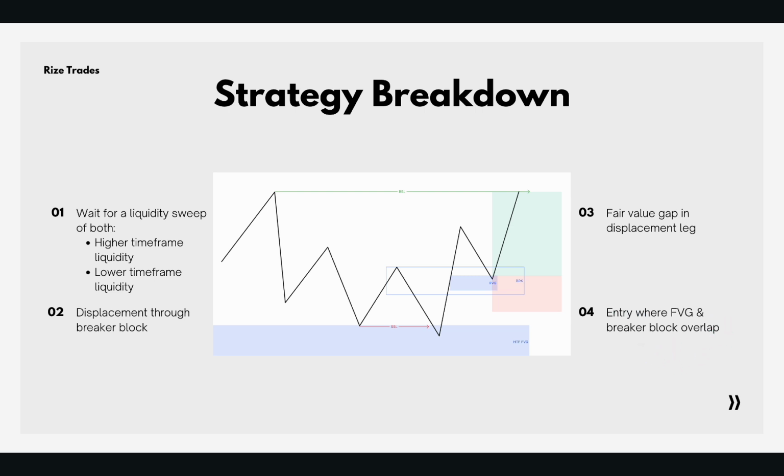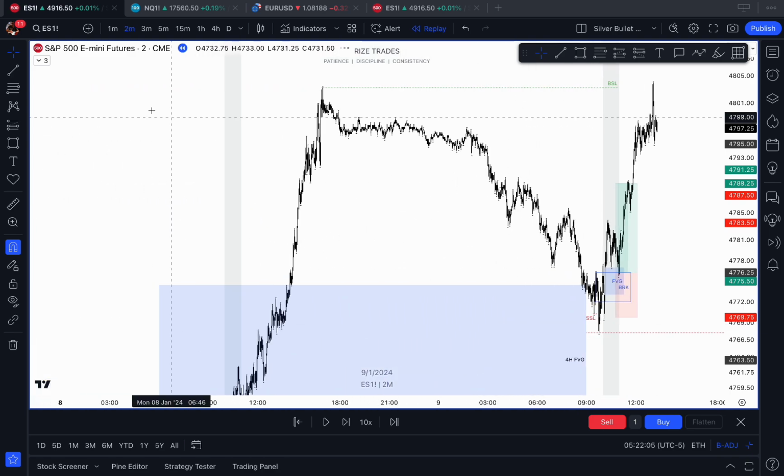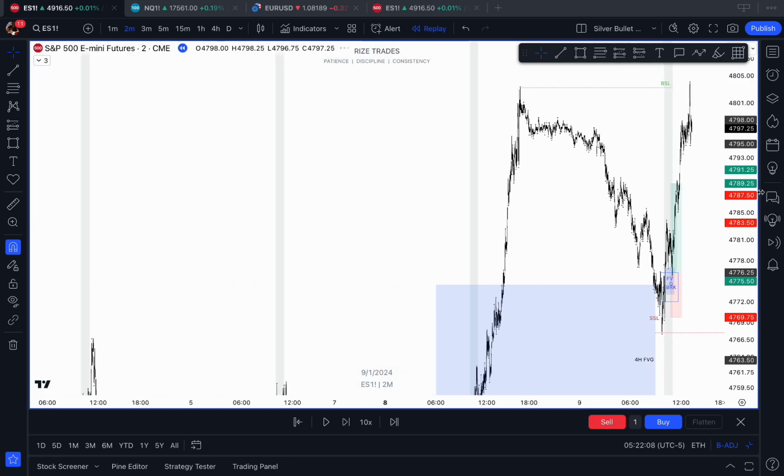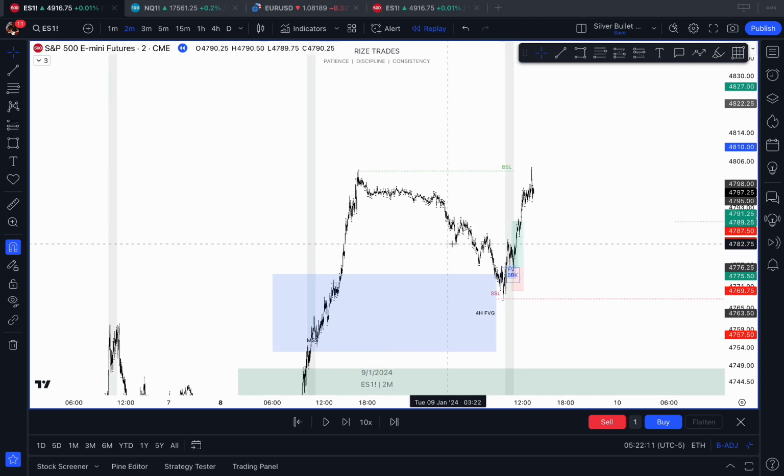So let's take a look at how we can apply these concepts and this entry model to the Silver Bullet trading window. The first example here is on ES. We're on the 2-minute chart, and as you can see, the market is extremely bullish. Strong displacement to the upside.